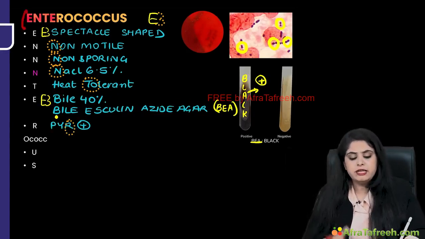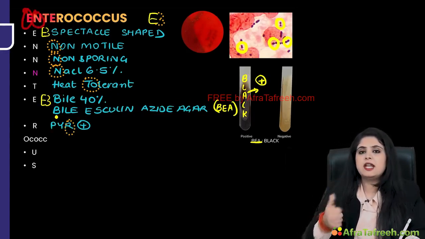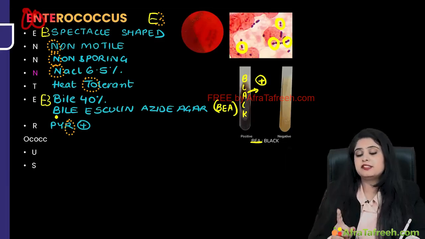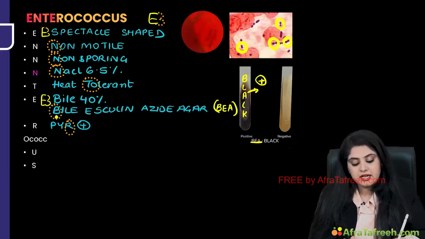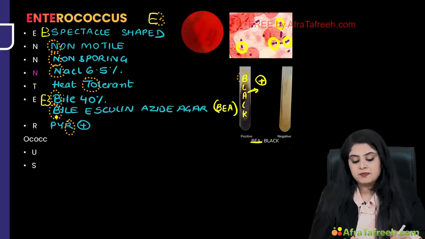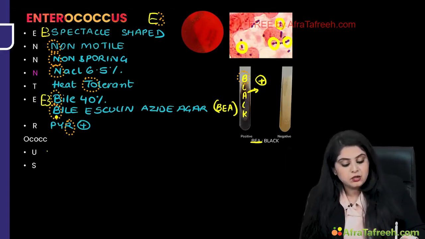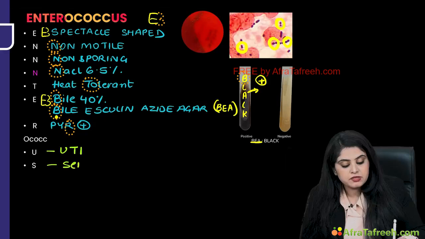Jaldi se revise karo. E makes a B, so spectacle shape. NNN, non-motile, non-sporing, NaCl 6.5%, tolerant to heat. E becomes a B, bile esculin azide agar, bile 40% survive karega, and it's going to give a B for black color. Finally coming to R, PYR test positive, Enterococcus. What is it telling you? It causes UTI and it causes septicemia. That is the entire story of Enterococcus.